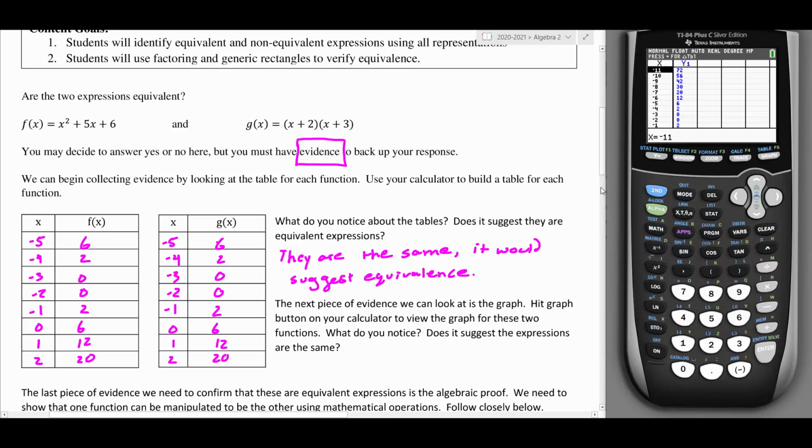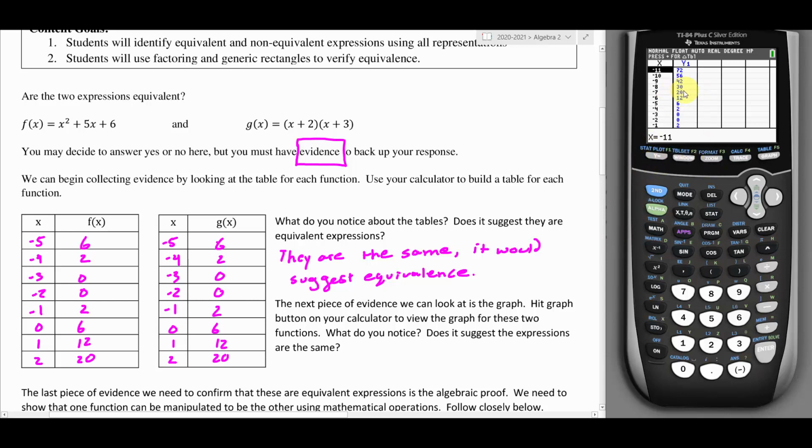But based on what we're seeing here, just from this small portion of the table, it's suggesting that they are equivalent, but it's not a foolproof piece of evidence because we can't see every single input and output that there is. All right, so we need more evidence, right? So the next piece of evidence that we can get is our graph. We can take a look at the graph, which is another great piece of evidence.